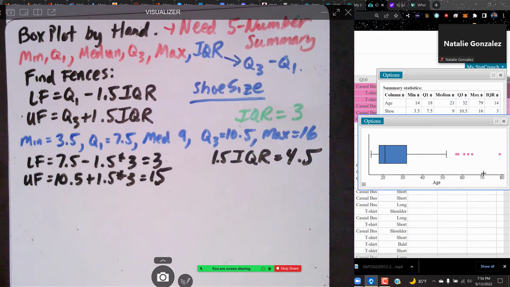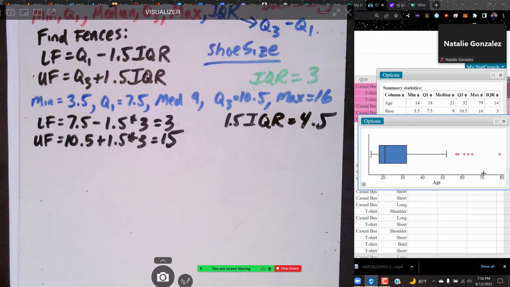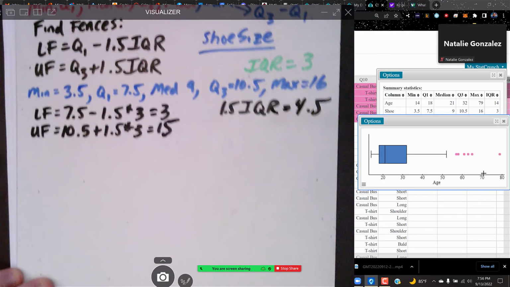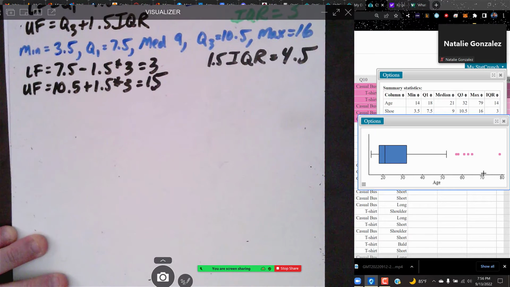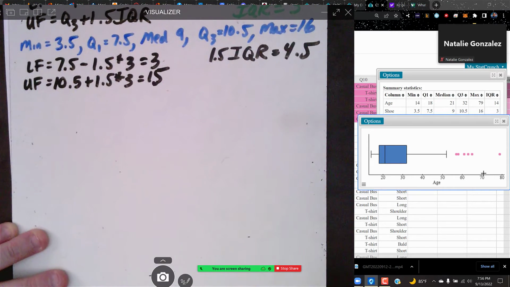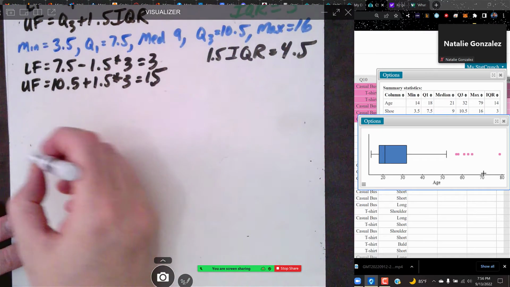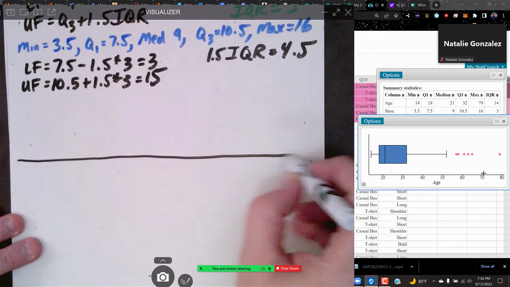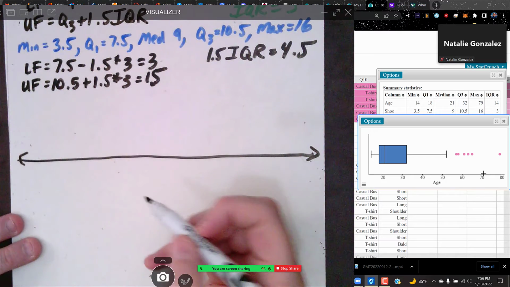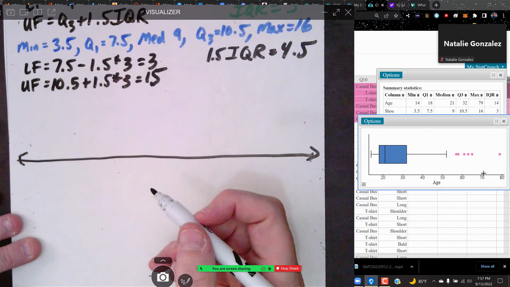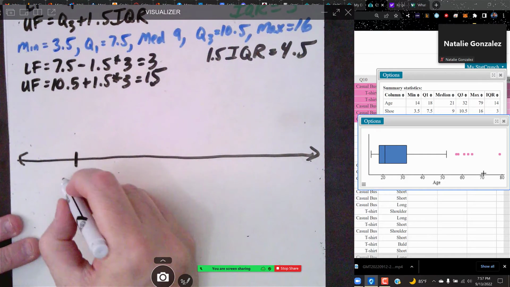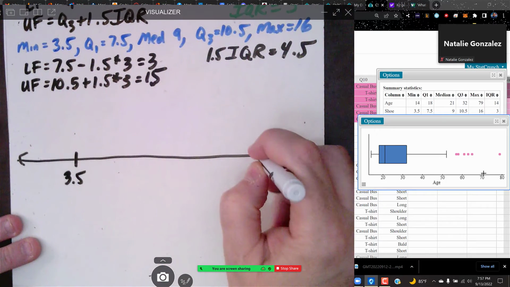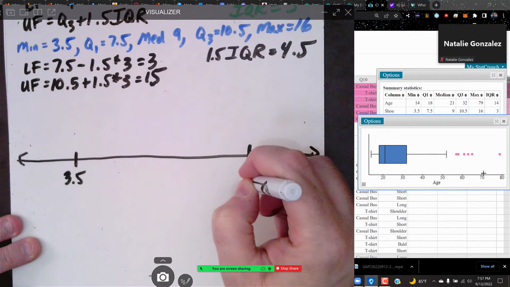Everyone ready? Everything we need is right there. So I'm going to make a number line. What you want to do is start off with the minimum first, and give yourself some room on the left in case there's outliers. And you want to do the max on the right, and again, give yourself some room for some outliers.